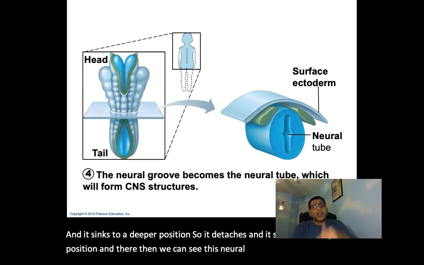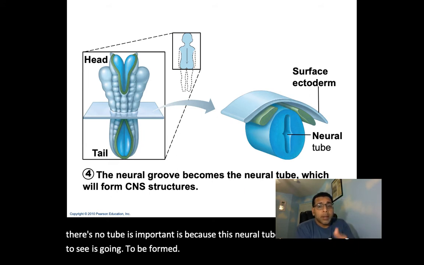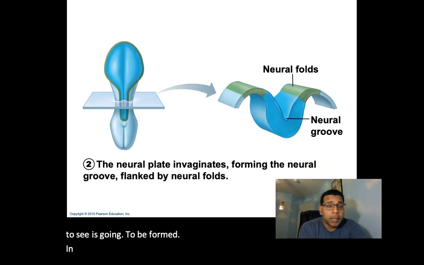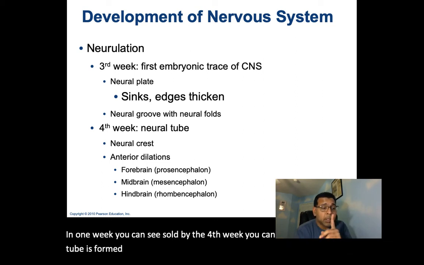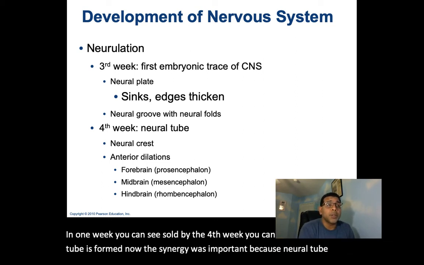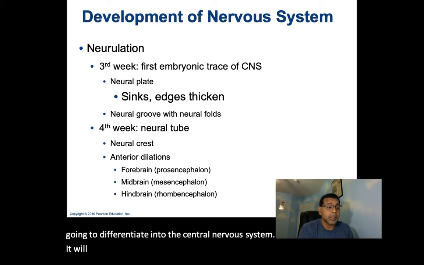The reason this neural tube is important is because we're going to see that by the fourth week, that neural tube is formed. This neural tube is important because it is going to differentiate into the central nervous system. It will differentiate into the CNS.